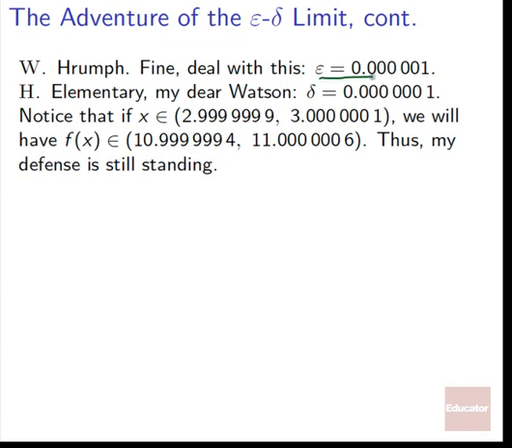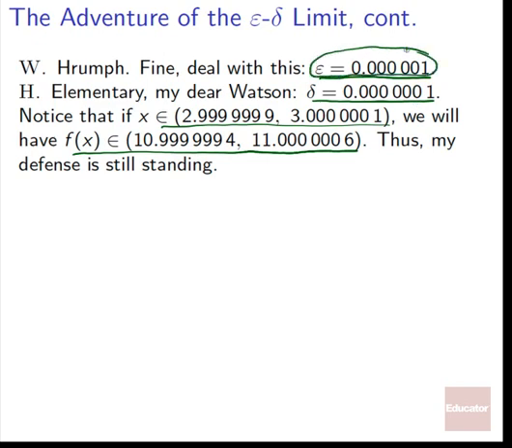Epsilon equals 0.000001. Elementary, my dear Watson. Delta equals 0.000001. Notice that if x is contained within 2.999999 to 3.000001, we will have f of x contained within 10.999999 to 11.000006. That is to say, it will be contained within epsilon of 11. Thus, my defense is still standing.